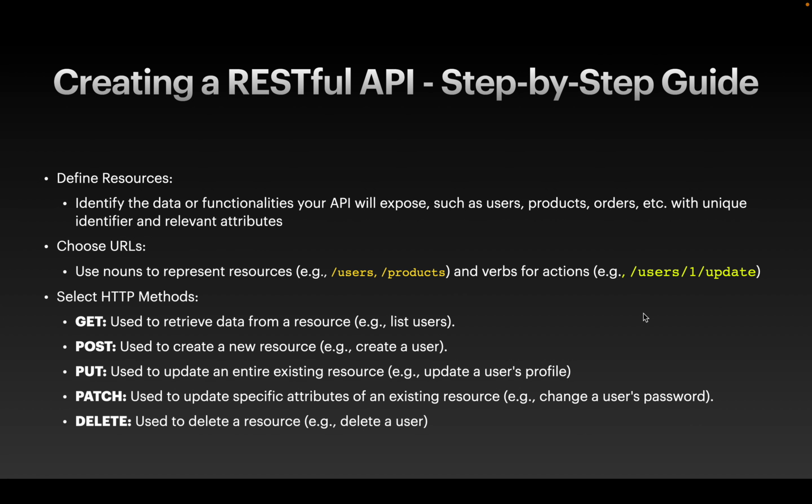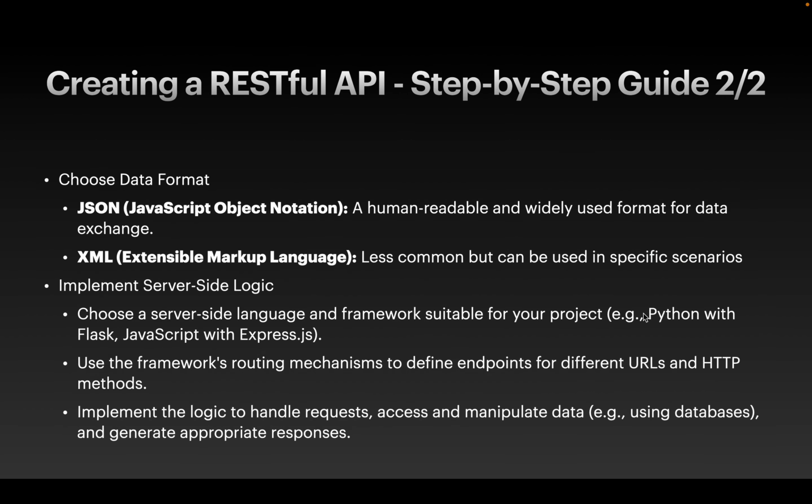It could be GET to retrieve the data, POST to create a new resource, PUT to update an existing resource, PATCH to change a specific attribute, for example a user password, and then DELETE to completely delete a particular resource. These are the verbs provided by HTTP methods. And now after the verbs, you have to choose the data format in which you want to present the data. It could be JSON or XML. Once you identify it, you will present your data in that format.